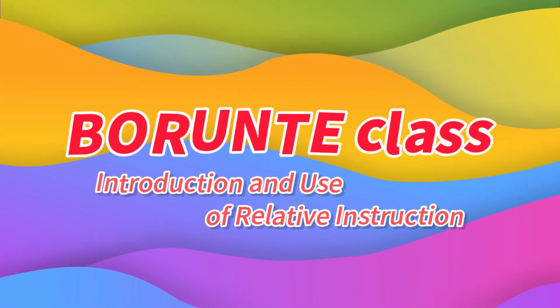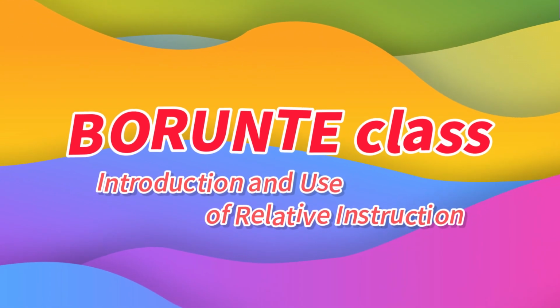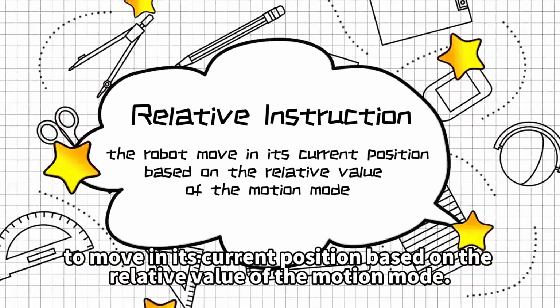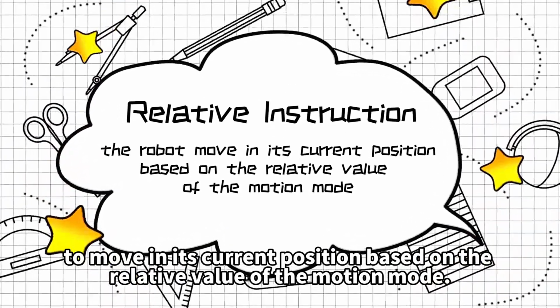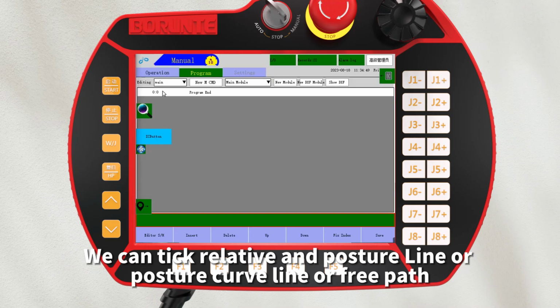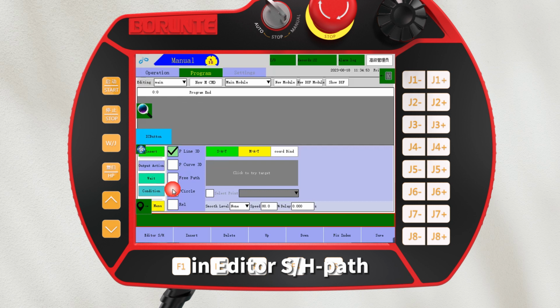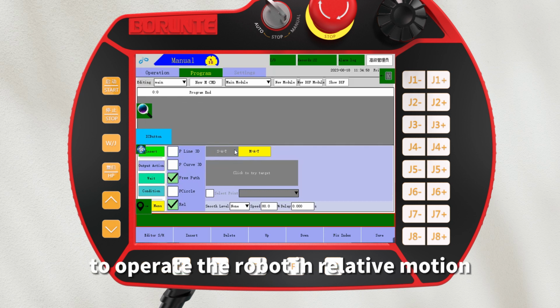BORUNTE class, introduction and use of relative instruction. Relative instruction is for the robot to move in its current position based on the relative value of the motion mode. We can tick relative and posture line, posture curve line, or free paths in the editor to operate the robot in relative motion.